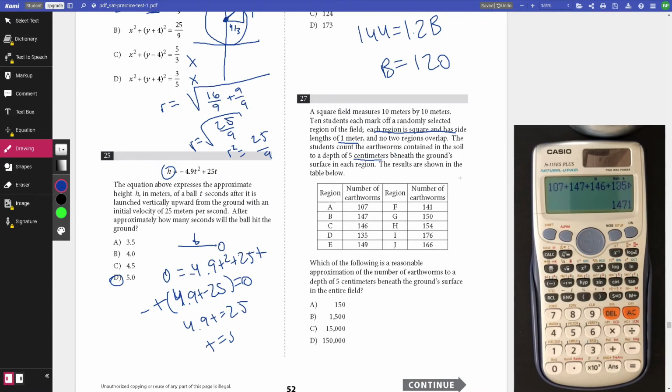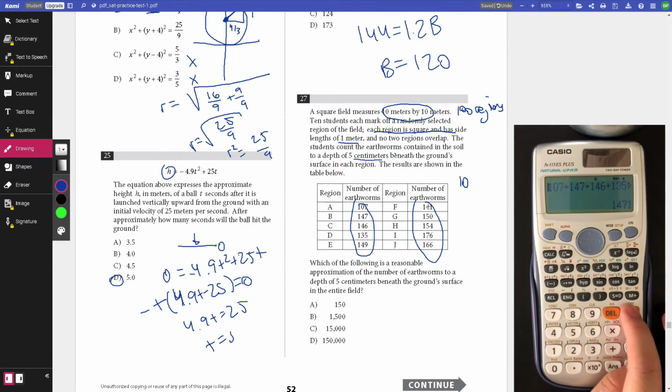These are 10 regions, but it's 10 by 10, so there's actually 100. Should be 100 regions total in the field. So we can then estimate by adding all of these regions and just multiplying by 10. So we can use the calculator.